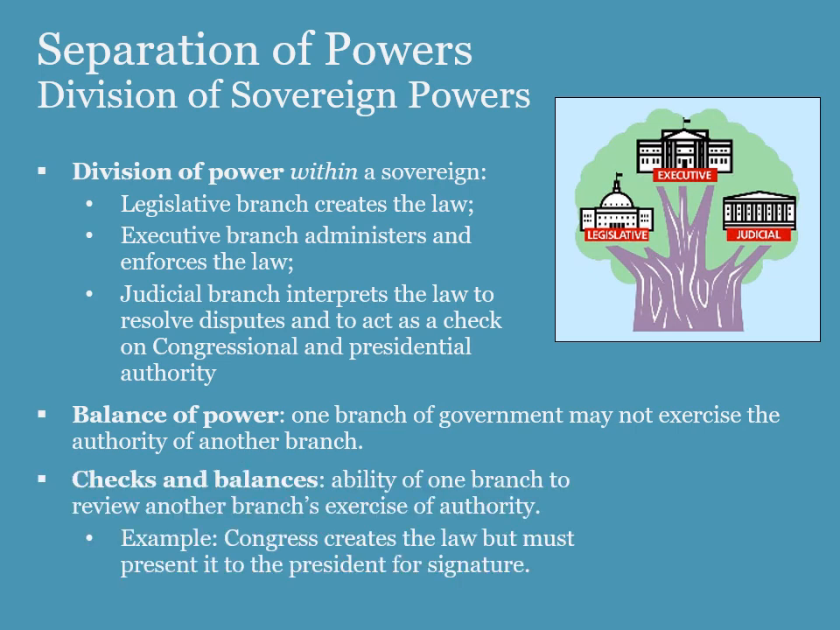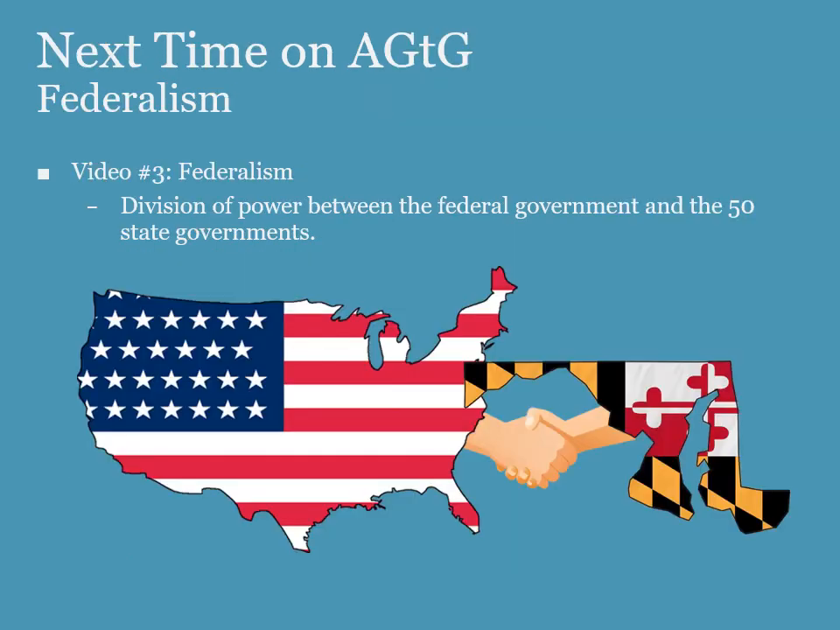The principle of separation of powers is the division of power within a sovereign government. So in this case, the U.S. federal government. But the United States operates on a second division of power as well. That second division of power is federalism. That's the division of power between 2 sovereign governments. So in this case, the federal government and each of the 50 state governments. And we are going to cover that in the next video.